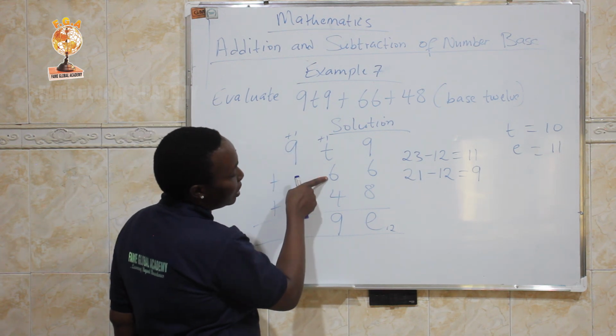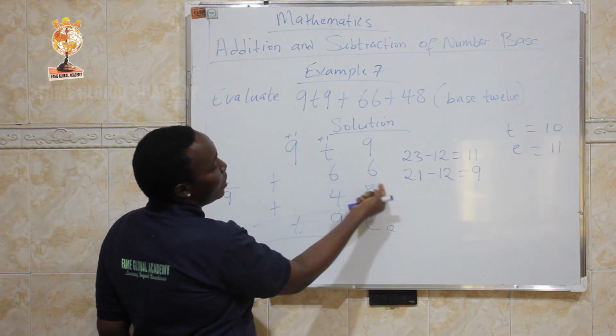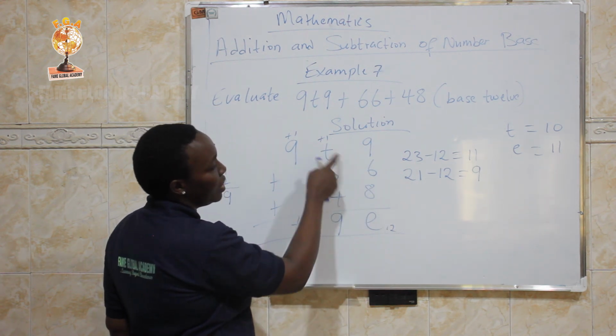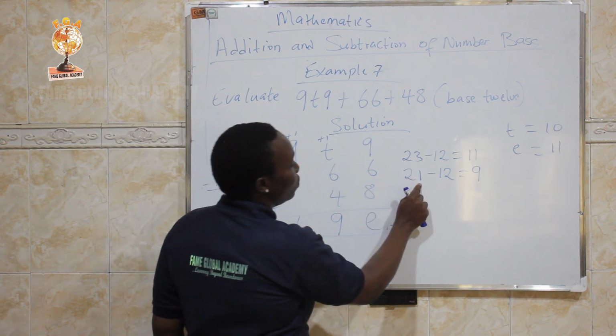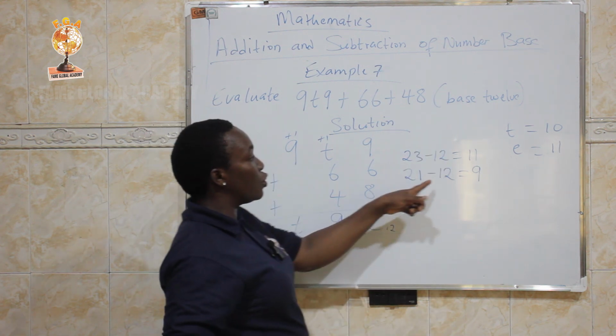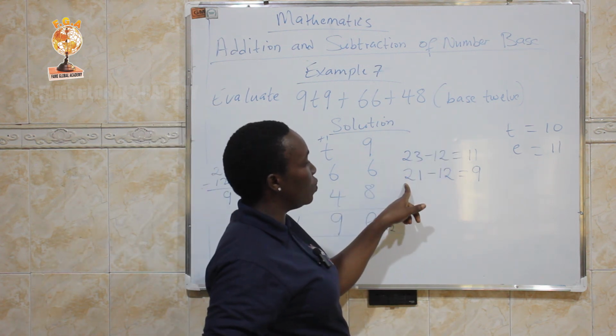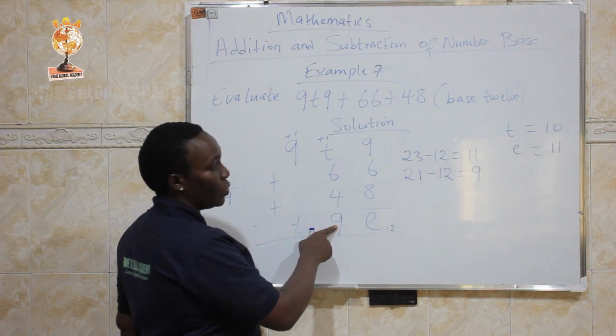So 10 plus 6, 16 plus 4, 20. Plus this one that you carry from this side, you're giving us what? 21. Okay, so 21, you can't write 21 here because it's also bigger than the base. So you have to subtract the base, which is 12, from 21 to give you what? 9. Now this 9 is what we have here.